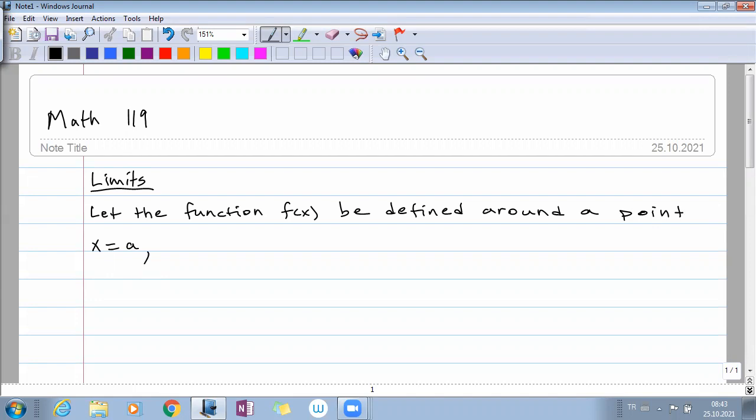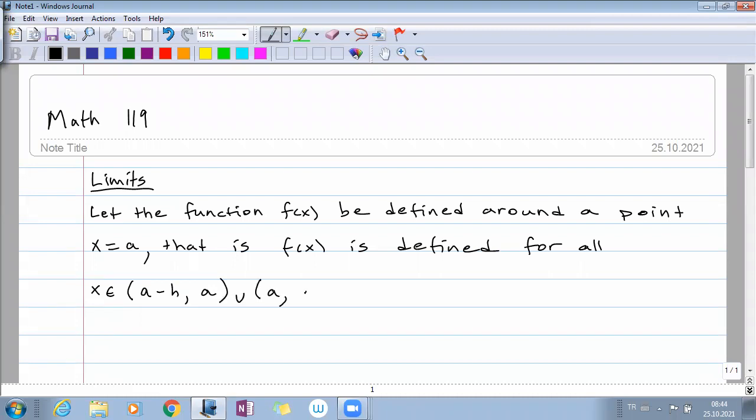What does it mean around A? That is, f of x is defined for all x in some open interval in the form a minus h to a, union an open interval of the form a to a plus h, for some positive h.